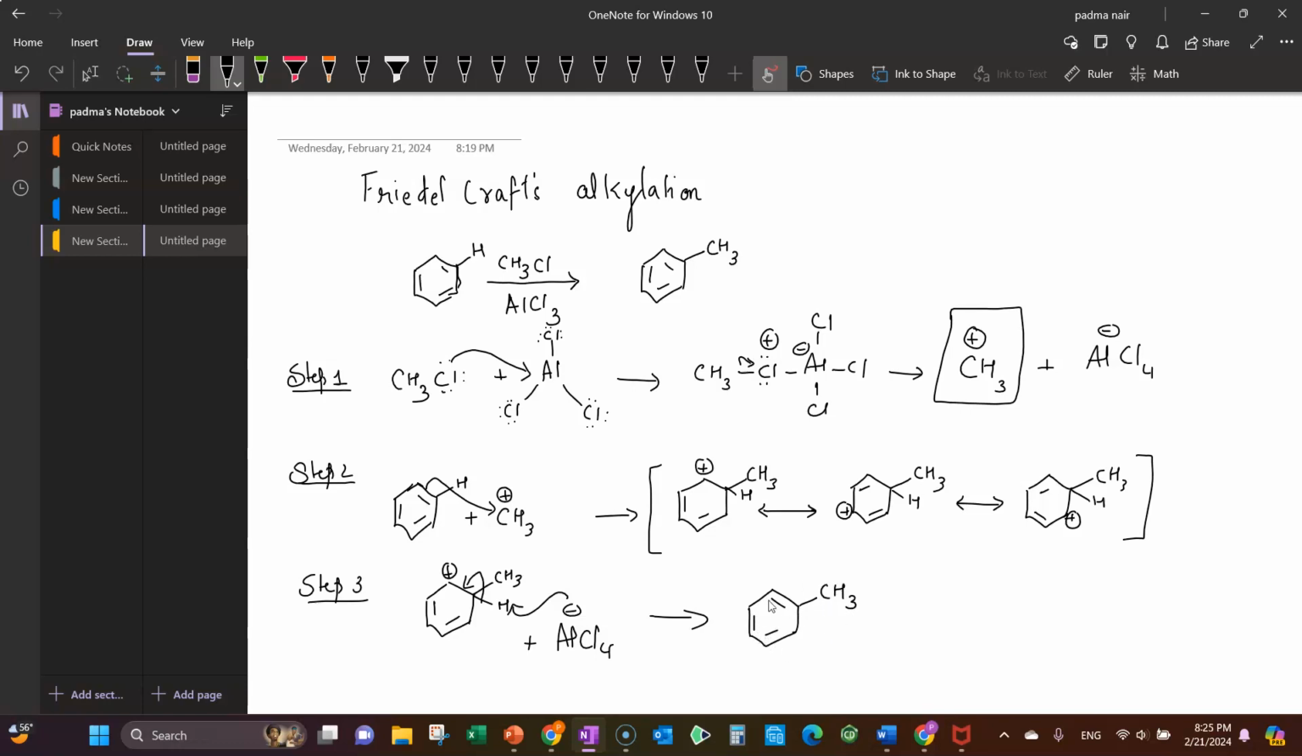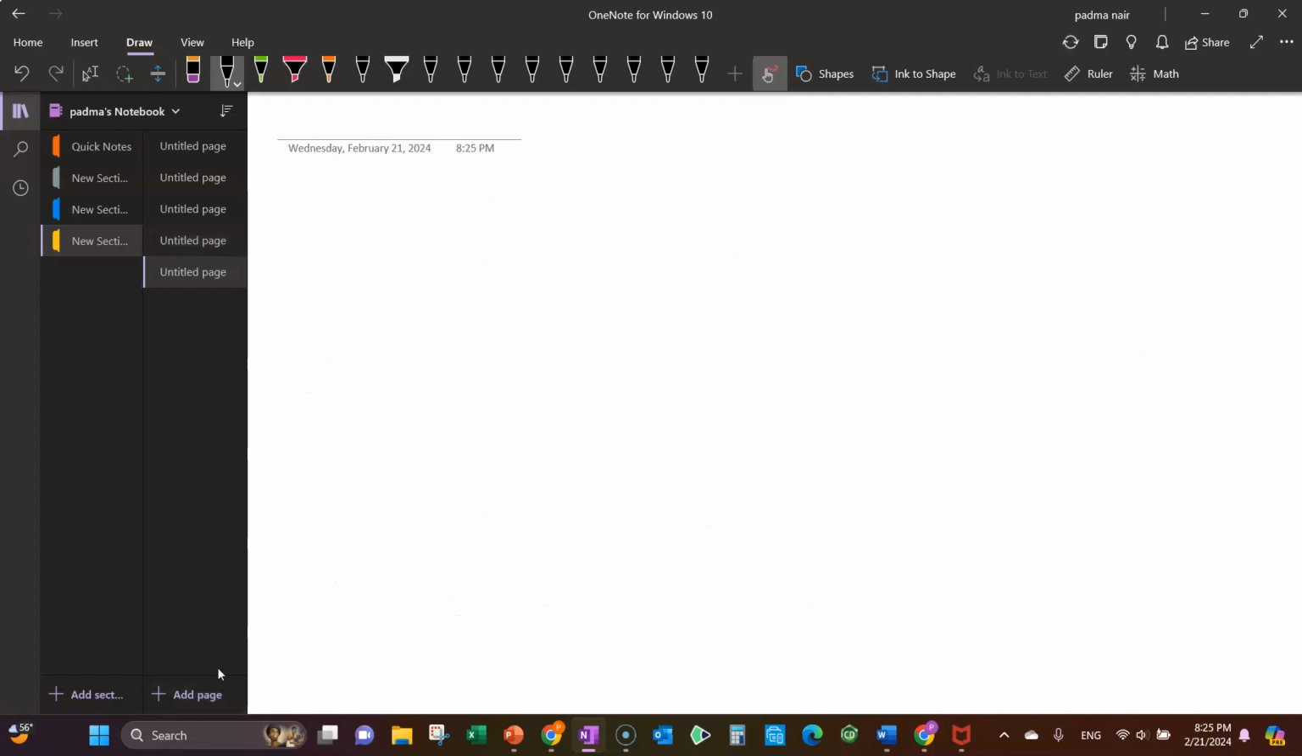If you recall, this is actually toluene, right? So one method of synthesizing toluene would be benzene reacting with methyl chloride or methyl bromide. So this is a useful reaction for alkylation. However, Friedel-Crafts alkylation actually has some limitations. Let's talk about the limitations of the Friedel-Crafts reaction.